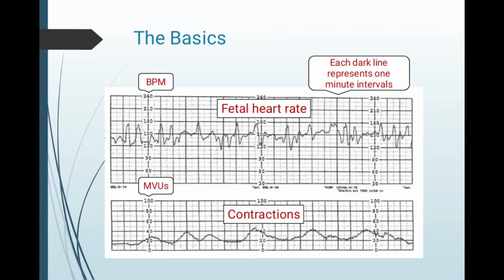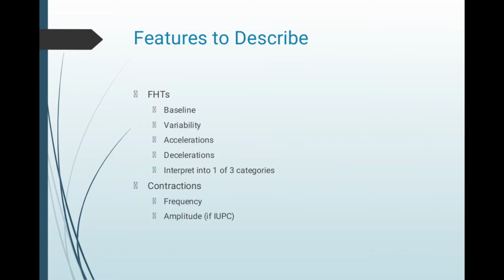The basics. Each dark line represents 1-minute intervals. The graph above is the fetal heart rate, and the graph below is the mother's contractions. Features to describe the FHTs: the baseline, variability, accelerations, decelerations, and interpretation into one of three categories.